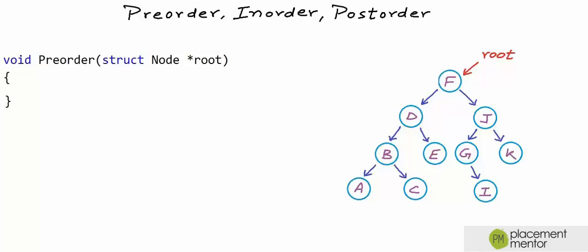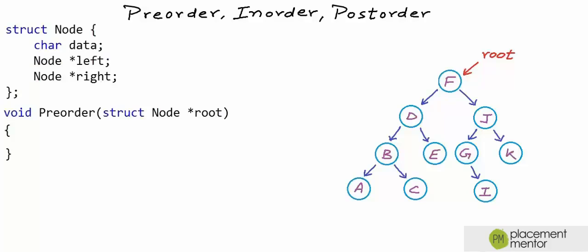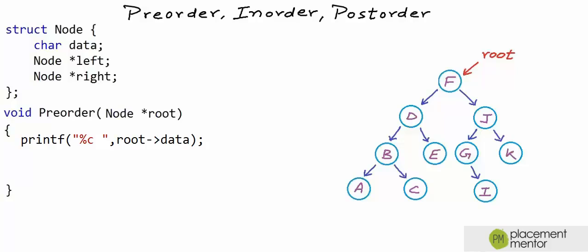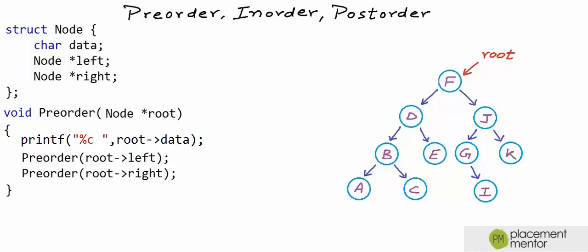I'll define node as a structure with three fields like this. Data type in this definition is character, and there are two fields to store the addresses of left and right children. Now in preorder function, I'll first visit or print the data in root node, and now I'll make a recursive call to visit the left subtree. I have made a recursive call here, and to this call I'm passing address of the left child of my current root, because left child will be the root of left subtree. And I'll have another call like this to visit the right subtree.